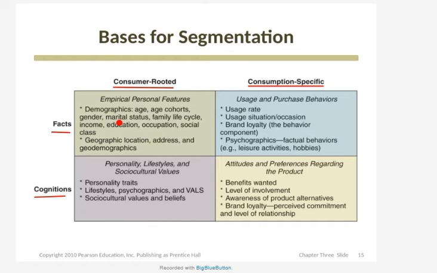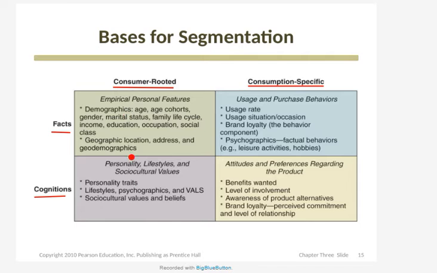Family life cycle, the occupation, the social class, all these are facts. Also the geographic location, facts. But the personality traits are cognitions. Lifestyles and psychographics and values, values and lifestyles. Social cultural values and beliefs, these are cognitions. Okay, so these are facts and these are cognitions.